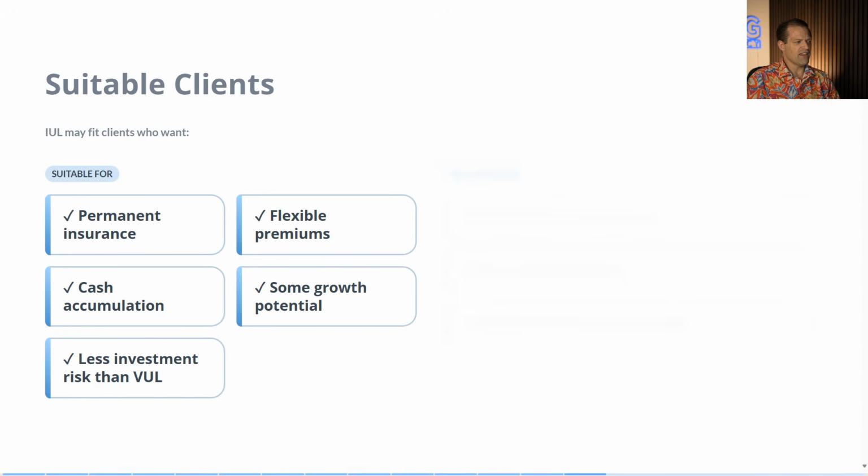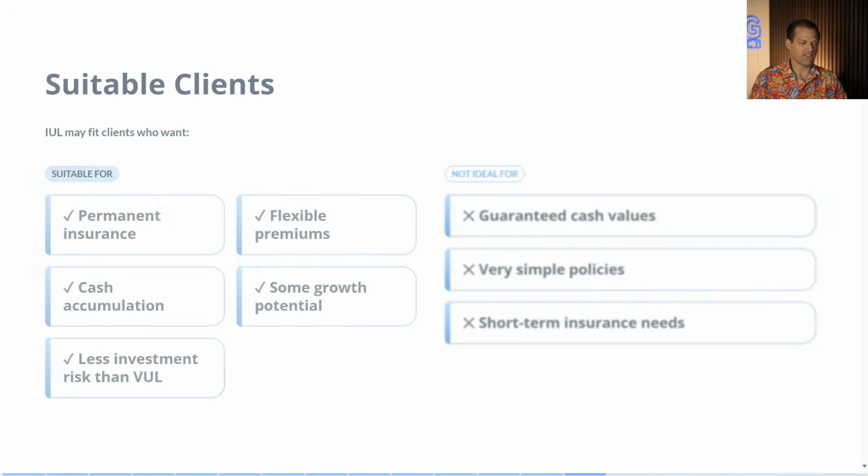An IUL may fit for people who want permanent coverage, flexible premiums, cash accumulation, some growth potential, and less investment risk than a VUL, because those are separate accounts where the insured can participate in gain and participate in losses. But it's not ideal for guaranteed cash values if that's important to you.